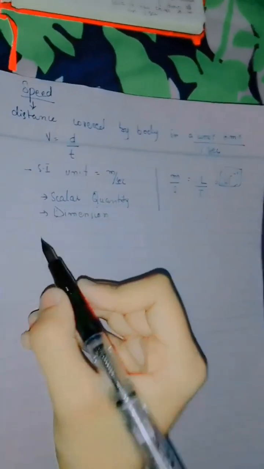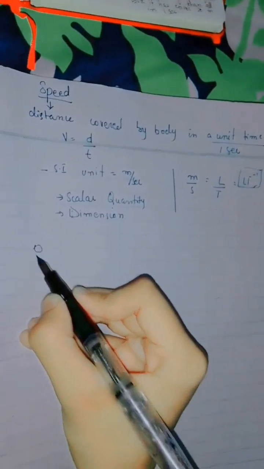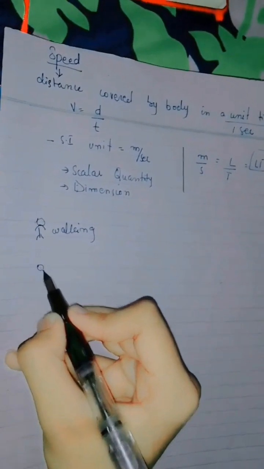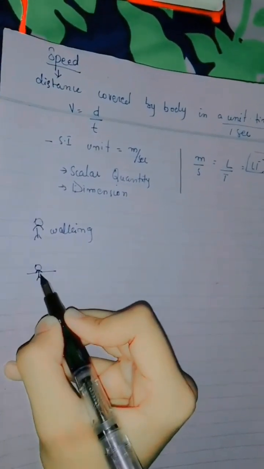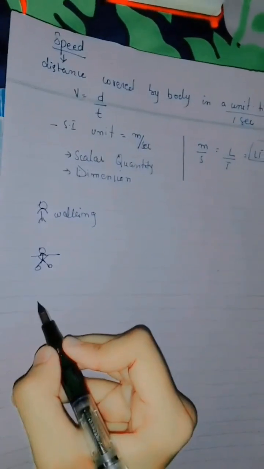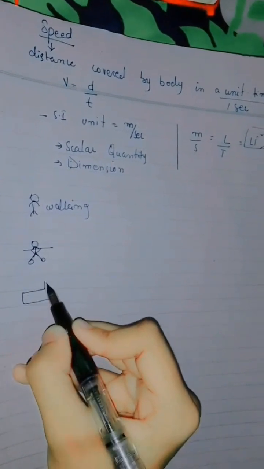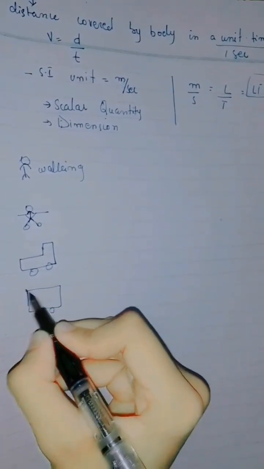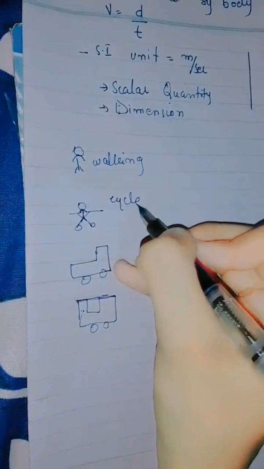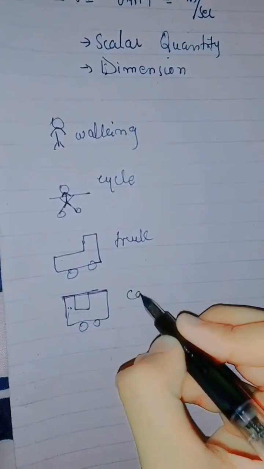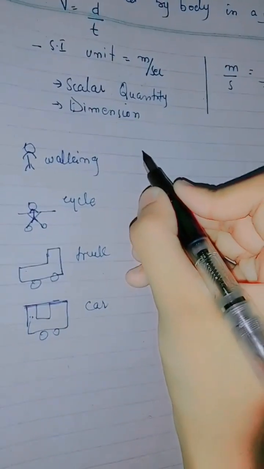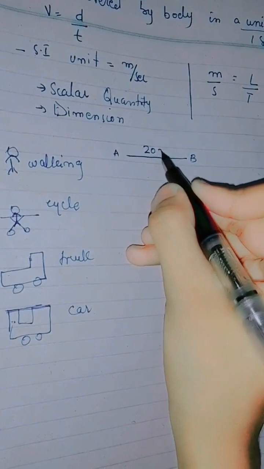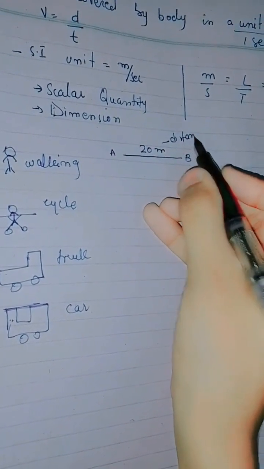Okay, let's take an example. For example, I have four objects: a person who is walking, a second person who is on a cycle, a third person who is on a truck, and a fourth who is on a car. The total distance they have to cover, between two points A and B, is 20 meter.